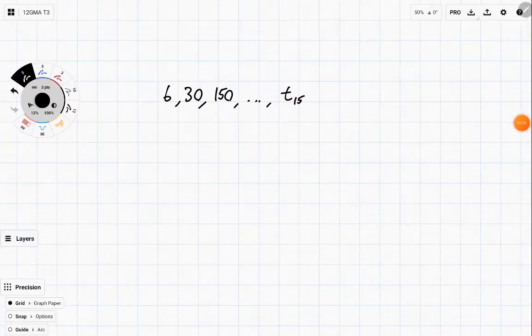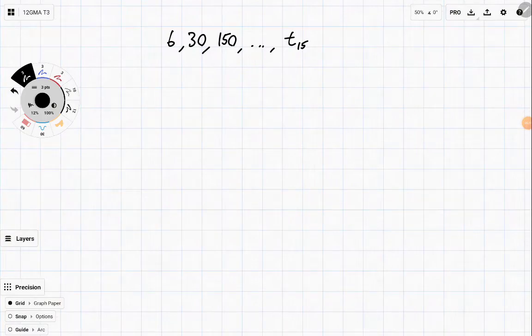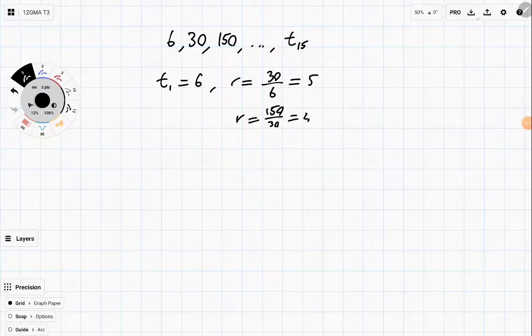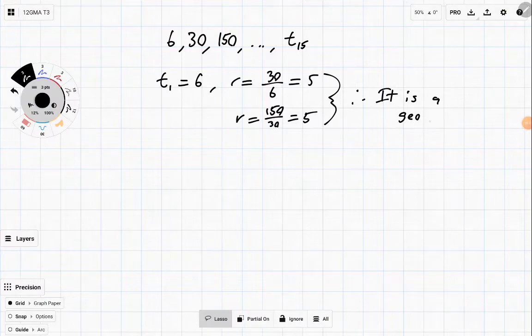Alrighty, so let's look at this sequence. 6, 30, 150, and we want to predict T15. So first of all, T1 equals 6, R is equal to 30 over 6, which is 5. Double check, 150 over 30, which is also 5. Therefore, it is a geosequence, okay? So if any terms do not give the same common ratio, then it is not a geometric sequence.